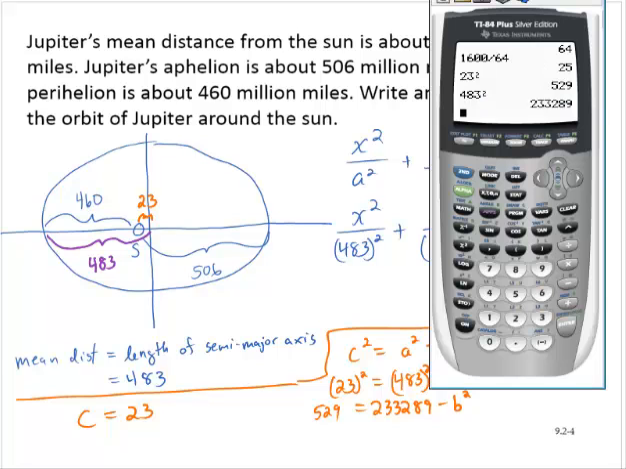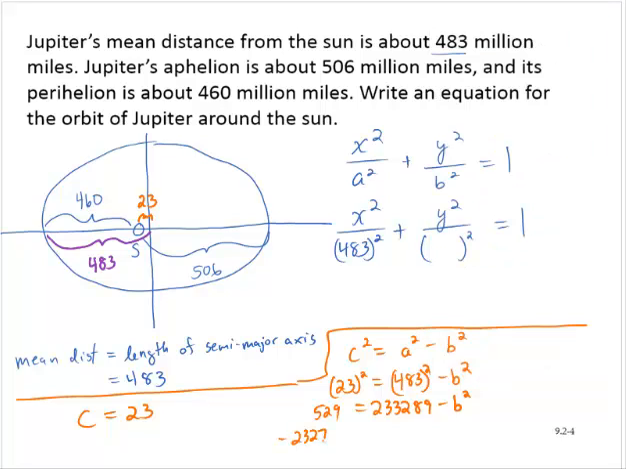All right, subtracting the 233,289, so 529 minus 233,289. That's negative 232,760 equals negative b squared. So then dividing both sides by negative 1, b squared is equal to 232,760. And wait a second, that's what we need, right? We need b squared, so we don't actually need b, because for the equation we just need b squared.